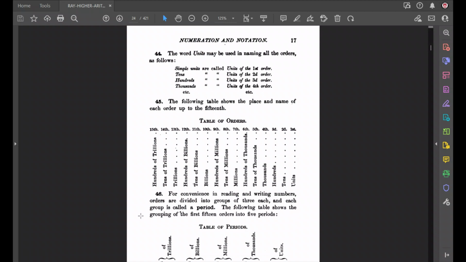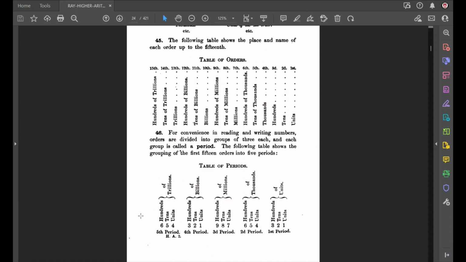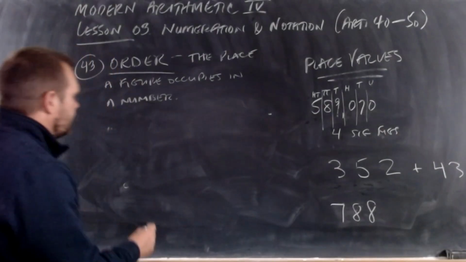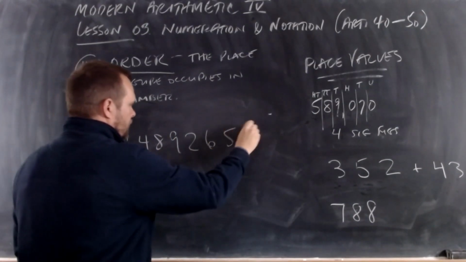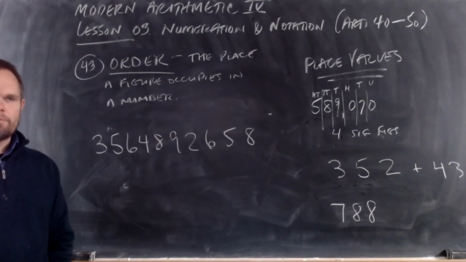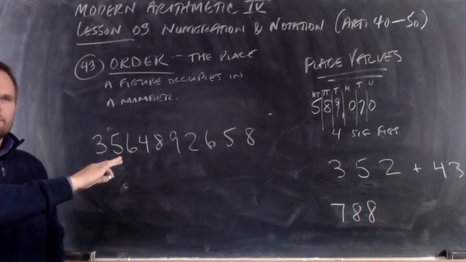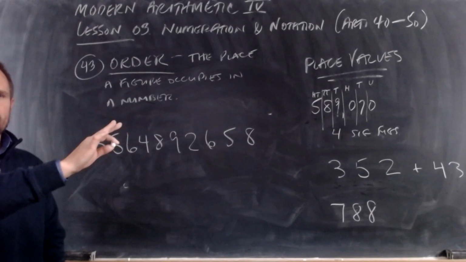Article 46. For convenience in reading and writing numbers, orders are divided into groups of 3. For the convenience of reading and writing numbers. When you think of millions and billions and trillions, you can imagine that numbers can become very difficult to read, right? If you look at that number in a book and have to read it, how would you even begin? It's very difficult to read, right? When there's just a whole string of figures in a number. You can read that. Nothing else is necessary. You can read that. But it's not convenient. It's not convenient to read numbers like this.